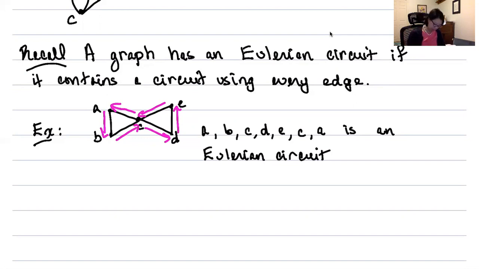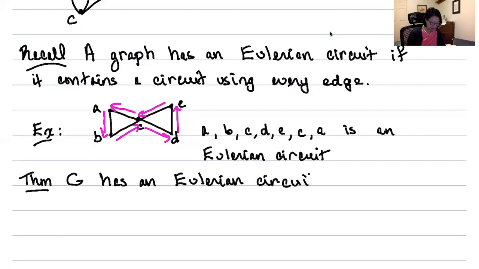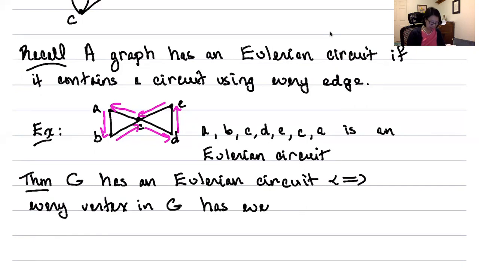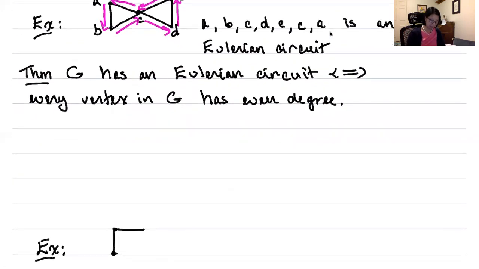So what do I mean by that? What I mean is that there's a theorem that says G has an Eulerian circuit if and only if every vertex in G has even degree. Okay, so oops, look, there's a little something there that shouldn't be there. I'm gonna get rid of it.